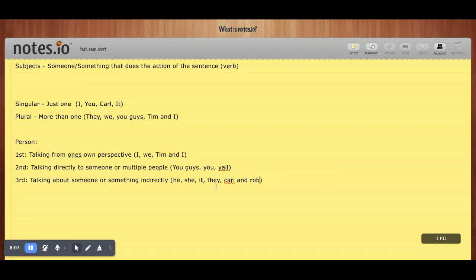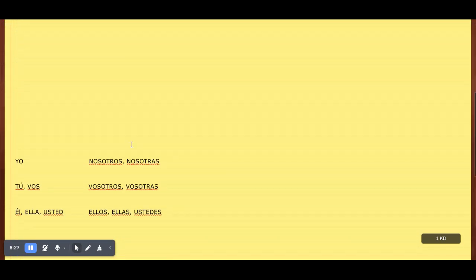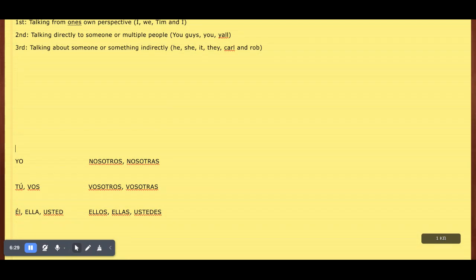And so these are all the different ways to break down subjects. So you have singular first person, singular second person, singular third person, and then you have plural first person, plural second person, and plural third person. And so let's talk about where this kind of relates to Spanish. So if we go down here, see I've organized a chart.